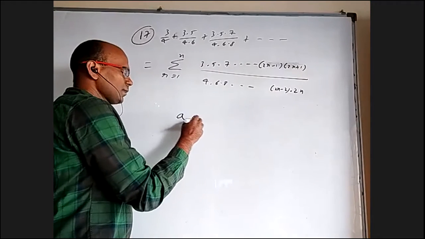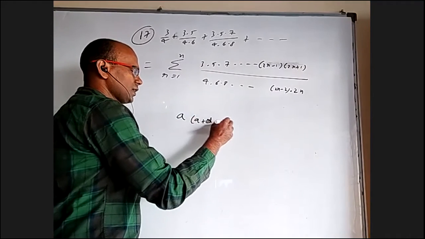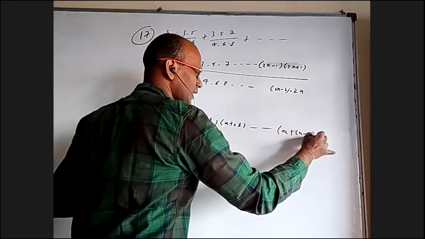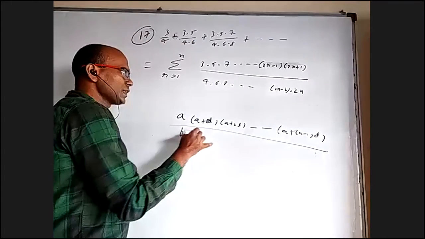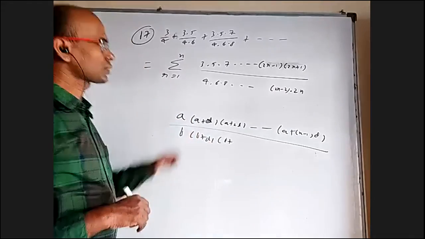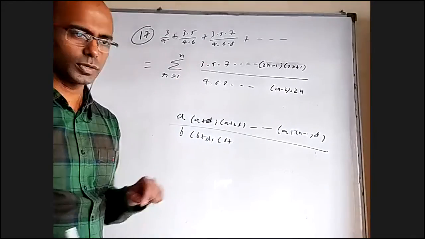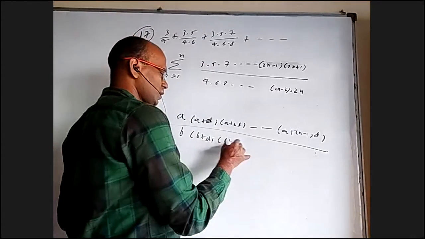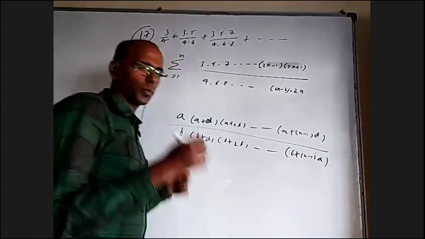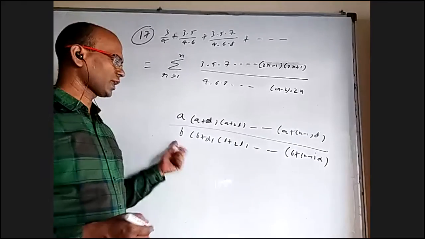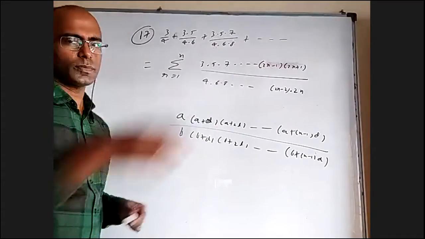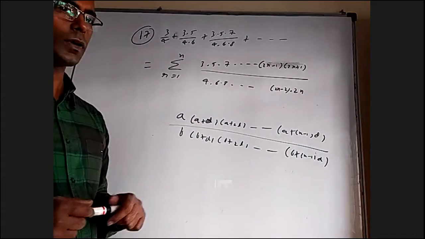If you have a plus d, and a plus 2d, and so on up to a plus n minus 1 into d, over b plus d, same common difference. You should have the same common difference here and here. That is important to notice. b plus d, b plus 2d, and so on up to b plus n minus 1 into d. You have the product of n terms of an AP, and the product of another n terms of another AP with the same common difference. That ratio comes like that many times. Okay, how to add.